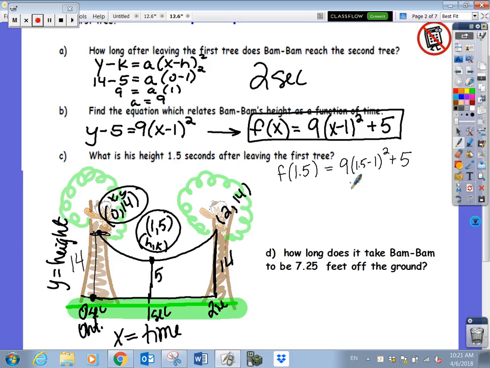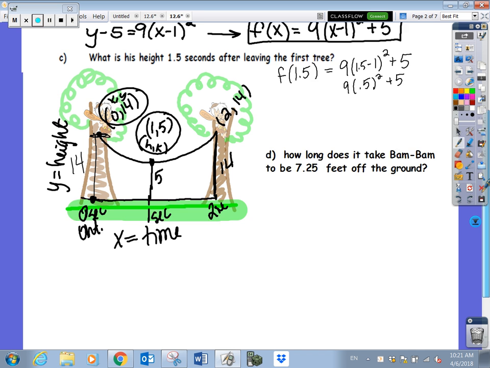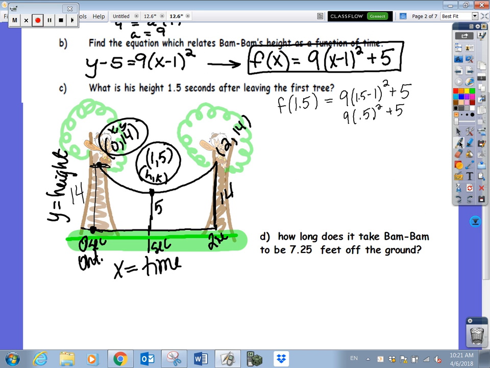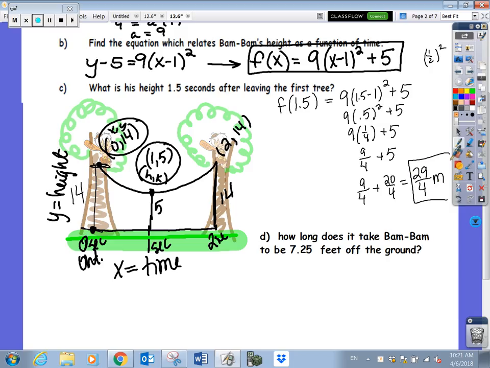1.5 minus 1, so 9 times 0.5 squared plus 5. All I'm doing is plugging in and solving. So I don't like decimals. I'm going to change that to 1/2 squared. 1/2 squared is 1/4. So 9 times 1/4 plus 5 is 9 over 4 plus 5. 9 over 4 plus 20 over 4 is 29 over 4, and we are in meters.